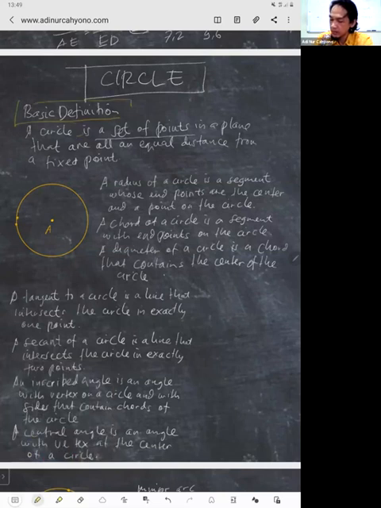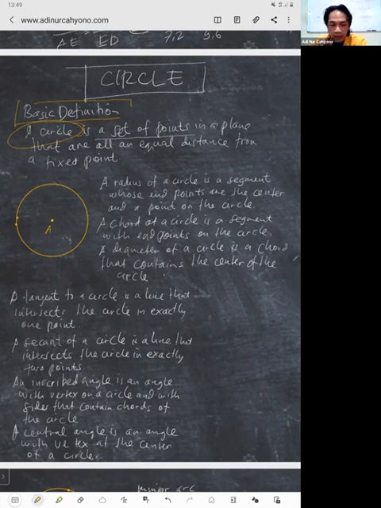The first is the basic definition. As we know, a circle is a set of points in a plane that are all at equal distance from a fixed point. If we have the point A, there are a lot of points that have the equal distance from this point. So we can call this the circle.